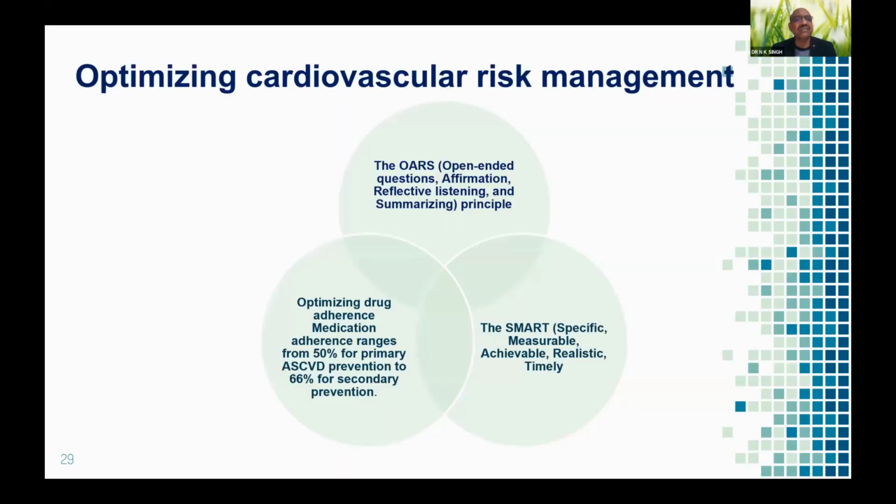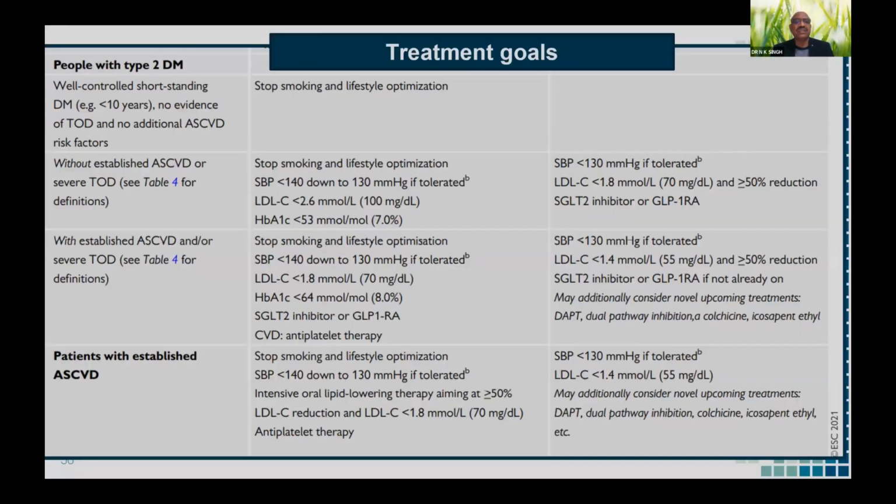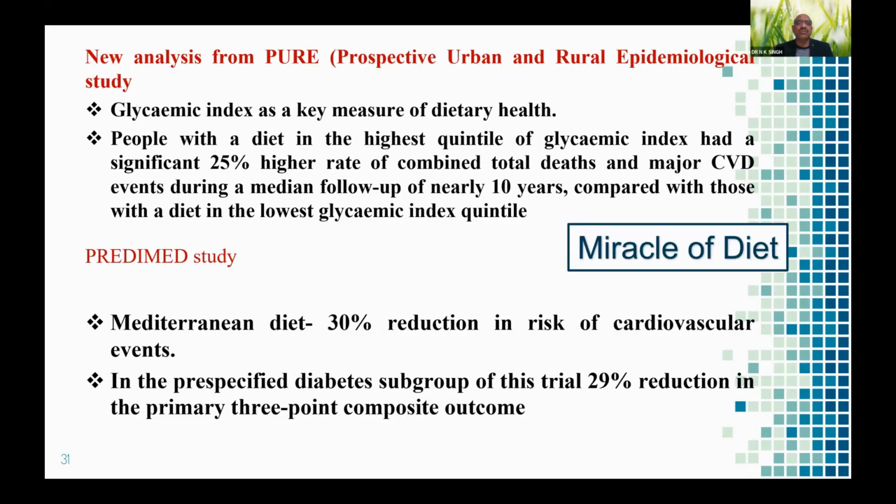Now let us discuss how to optimize cardiovascular risk management. What are the treatment goals that should be well known to us? Now, what is the miracle of diet? Let us start with the lifestyle modifications. Recently a new analysis from the PURE study, the Prospective Urban and Rural Epidemiological study, has come out where they say that the glycemic index is a key measure of dietary health.